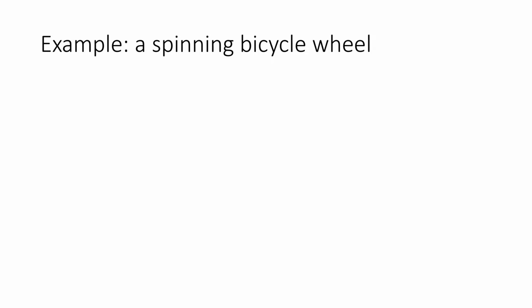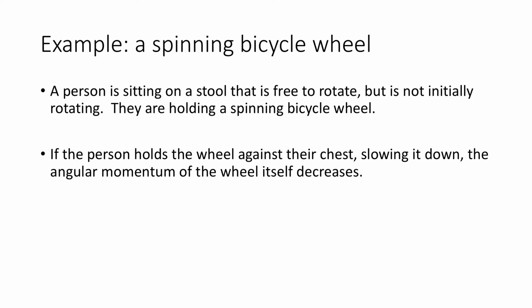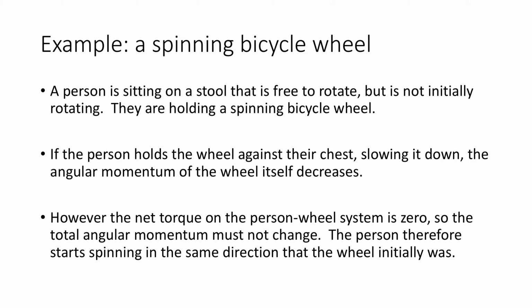Let's look at another example. We can also change angular velocity by exchanging angular momentum between parts of a system. So suppose a person is sitting on a stool that is free to rotate, but the person is not initially rotating. They're holding a spinning bicycle wheel that is oriented horizontally in front of them. If the person slows the wheel down by holding the wheel against their chest, the angular momentum of the wheel alone decreases. However, the net torque on the person-wheel system is zero, so the total angular momentum must not change. The person therefore starts spinning in the same direction that the wheel initially was.